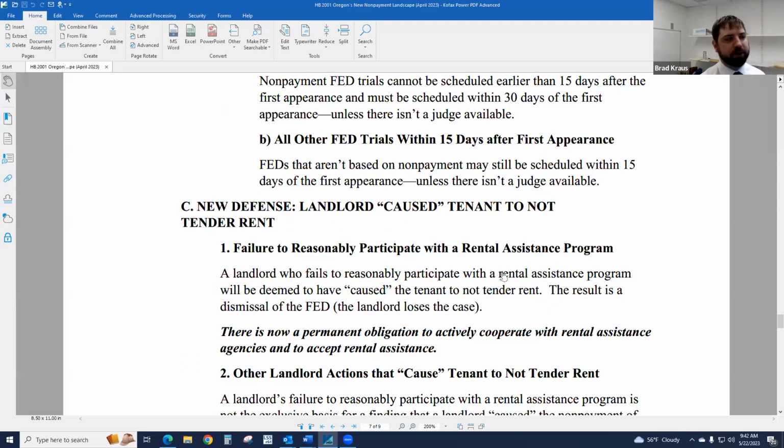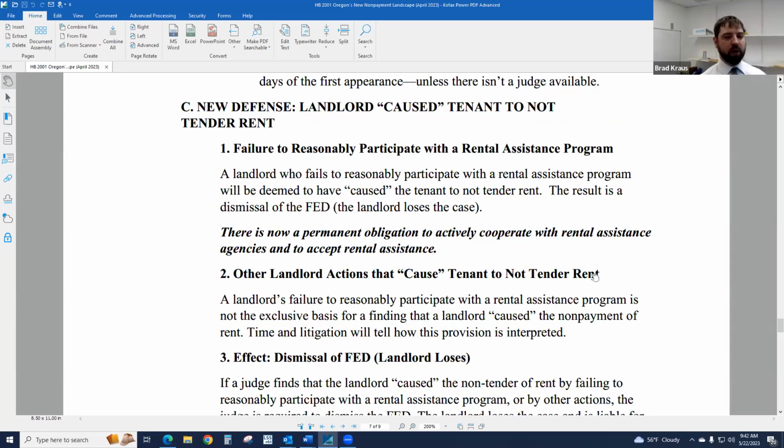All right, so a couple of new defenses that we need to be aware of, in terms of things that tenants can do to complicate your FEDs, your evictions. One, the landlord failed to reasonably participate with the rental assistance program. So this is sort of a callback for all of you that remember what it was like during COVID. We were required to participate with a rental assistance program. Now that is also a requirement. We have to participate. A landlord who fails to reasonably participate with a rental assistance program will be deemed to have caused the tenant to not tender rent. This results in a dismissal of the FED. So you'd lose the case.